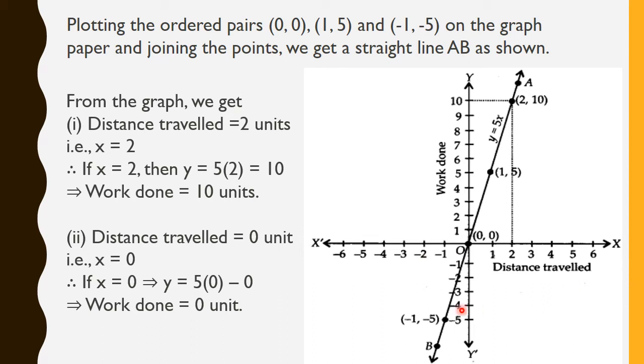When we plot the x-axis and y-axis, we should always write down what particular value we are plotting. So along the x-axis, we have plotted the distance traveled, so we will write the distance traveled right here. And along the y-axis, we have plotted the work done. So we have to write like this.